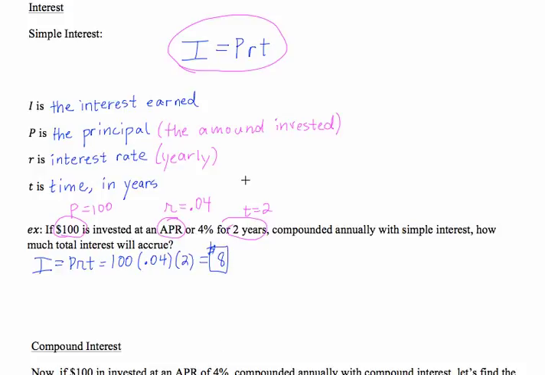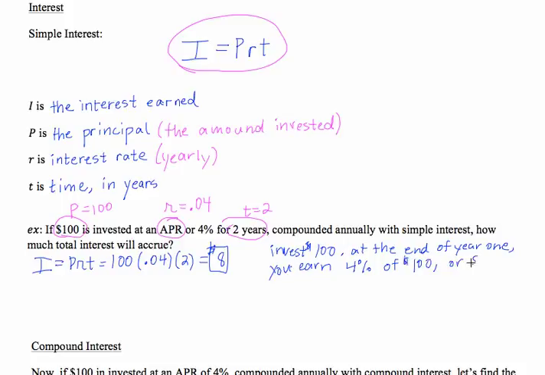Okay, and here's what's happening. You invest $100 at the beginning of this 2 years. Okay, at the end of year 1, it has to sit there for a whole year, and at the end of the year you earn a 4% interest rate. Now 4% of $100 is $4. So at the end of 1 year, you earn 4% of your principal of $100 or $4.